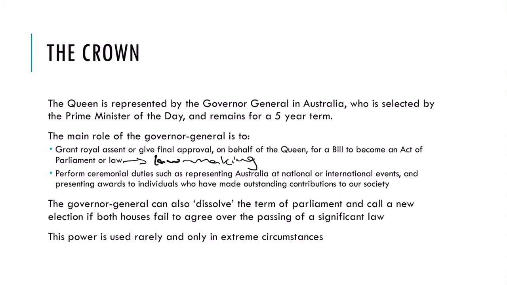The other role of the Governor-General is to perform ceremonial duties such as representing Australia at national or international events and presenting awards to individuals who have made outstanding contributions to our society. Now, the Governor-General does actually also have powers to dissolve the term of Parliament, which really means to end the term of Parliament and call a new election if both houses fail to agree over the passing of a significant law. This power is used very rarely, only in extreme cases, and in fact, 1975 was the last time this power was used in the infamous case of the dismissal, which is something you'll actually look at in a bit more detail if you move on to Year 11, Politics and Law.